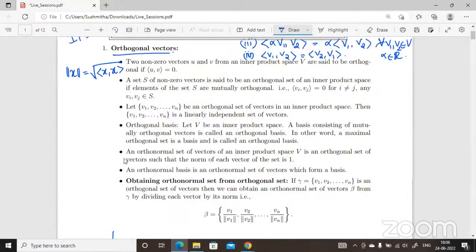That's all. So this is the basic thing that we'll be seeing in week 8. Two non-zero vectors are said to be orthogonal if inner product u comma v is equal to 0. And a set of vectors is orthogonal if every pair of vectors is orthogonal. So if you have a set v1, v2, etc., vn, then every pair v1, v2, v1, v3, v1, vn should be orthogonal. If that happens, then you say the set is an orthogonal set.